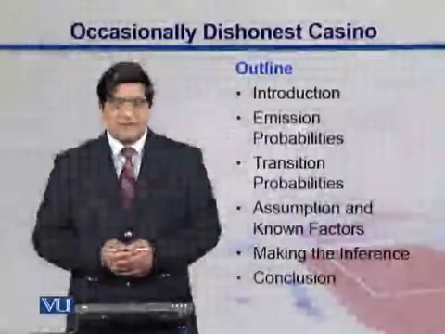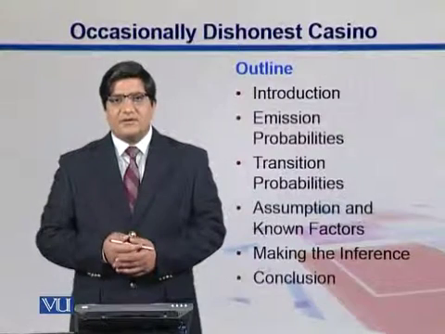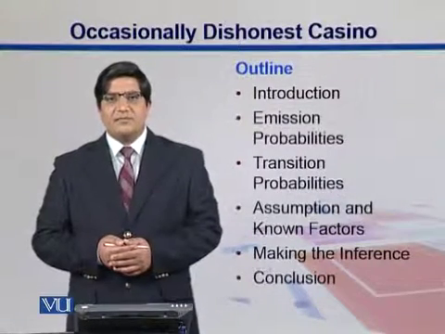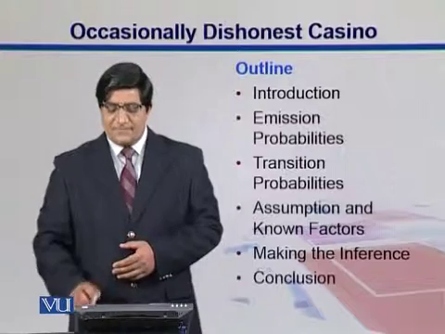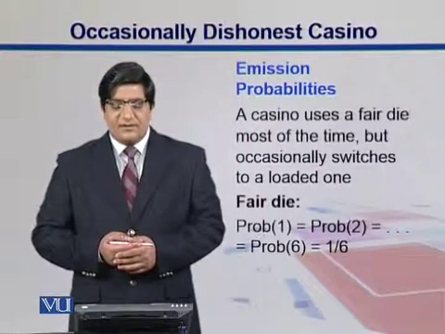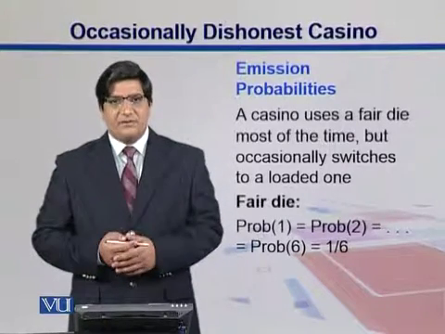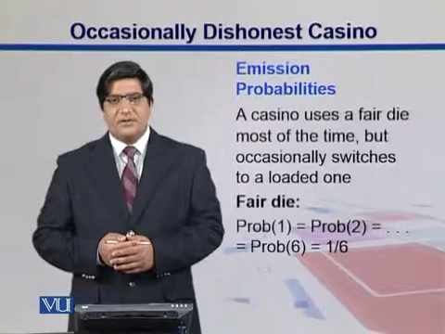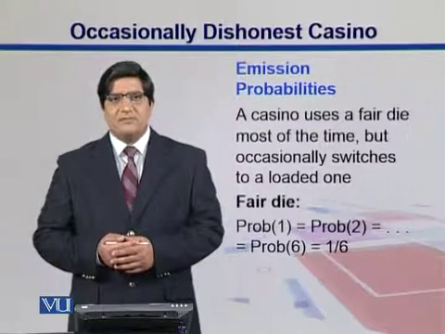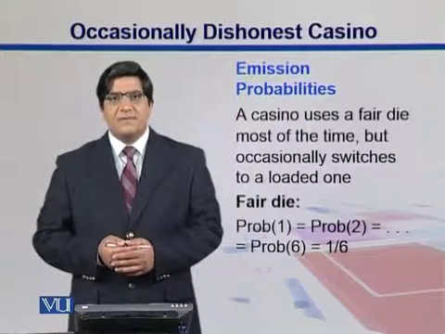So let's take this occasionally dishonest casino one more time, and in this section we'll talk about those emission probabilities and transition probabilities. We know that a casino uses a fair die most of the time, but sometimes they occasionally switch to the loaded one. So let's see what is the probability of different outcomes. The outcomes are 1, 2, 3, 4, 5, 6, these different numbers.